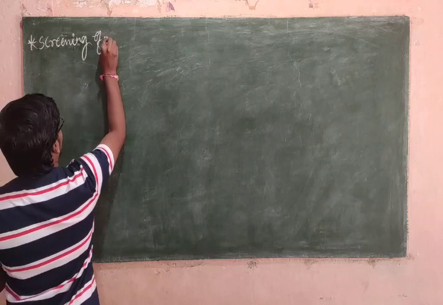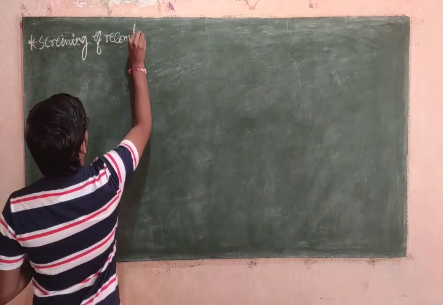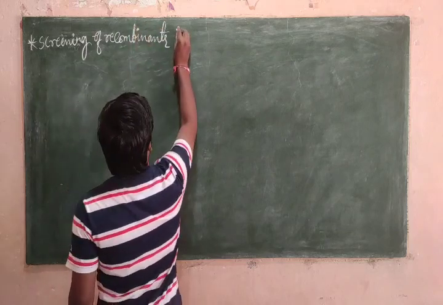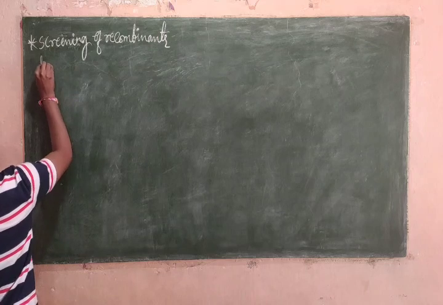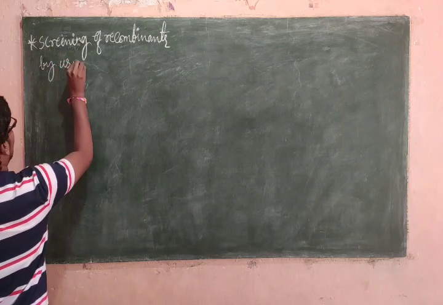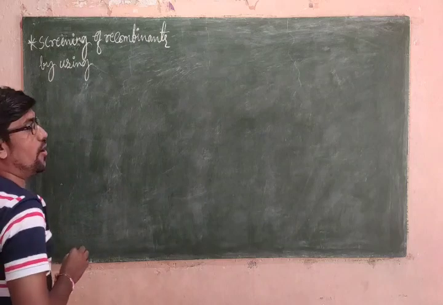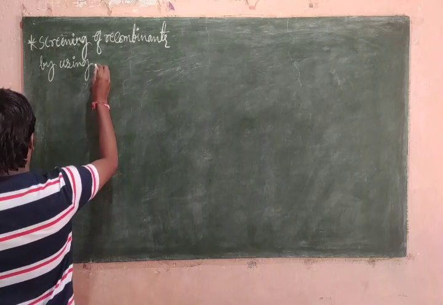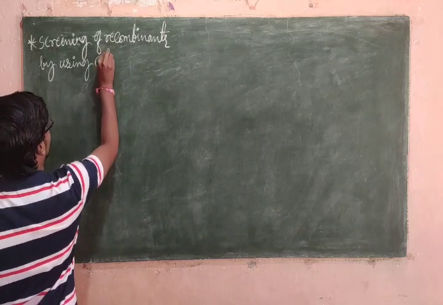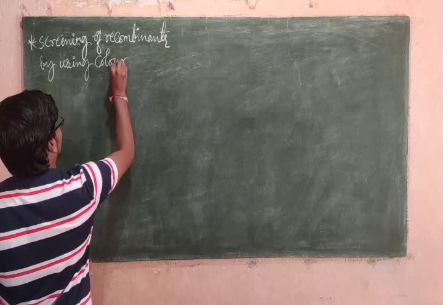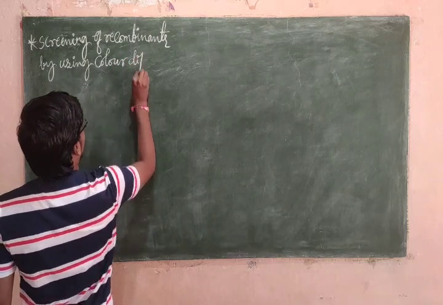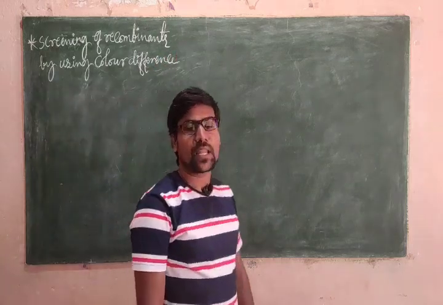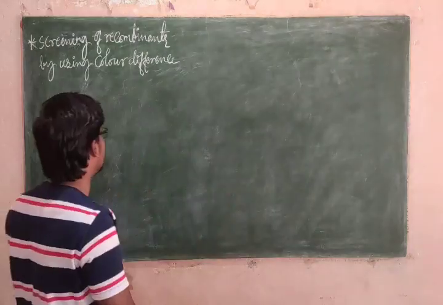Screening of recombinants by using color difference. Color difference in the colonies. Okay, let us see that one. How actually does that process operate?